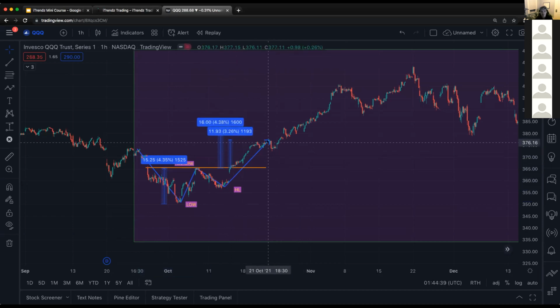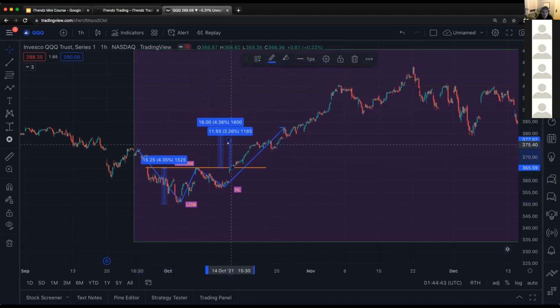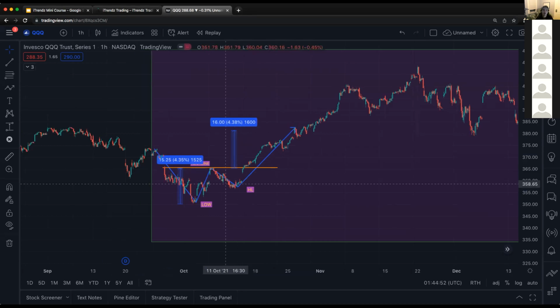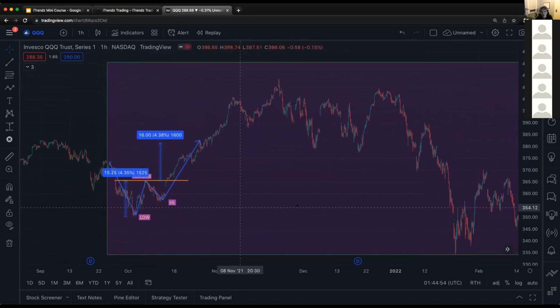Okay, 3.2%. And then you didn't really hit your 4.38% until here. We get rid of this again. That's pretty much in line with this extension that we measured here before you hit another resistance point. So that's something to keep in mind. Let's reel it back a little bit. Let's just keep identifying some patterns here.